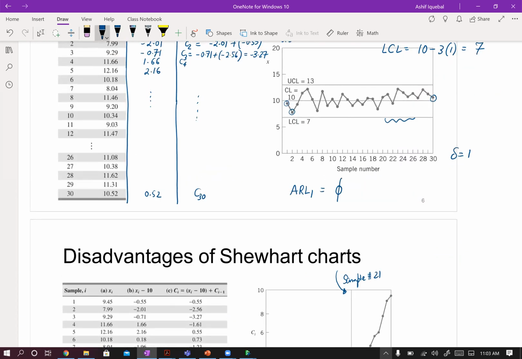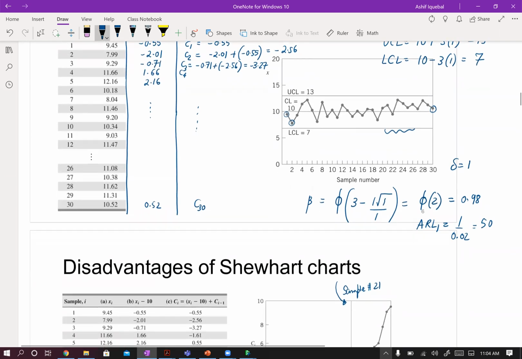So if you calculate ARL1, sorry, let's calculate beta first. Beta equals phi of 3 minus 1, and then n is 1, so square root of 1 divided by sigma, which is also 1. So you will get phi of 2. Just to simplify the calculation, I have ignored the second term here. I hope you see that, right? So if you calculate beta for this, you will get 0.98. And if you calculate ARL1 for this process, you will get 1 by 0.02, which is 50.